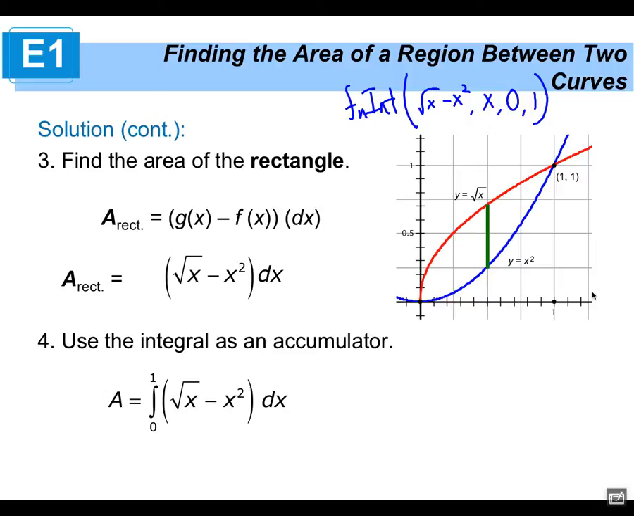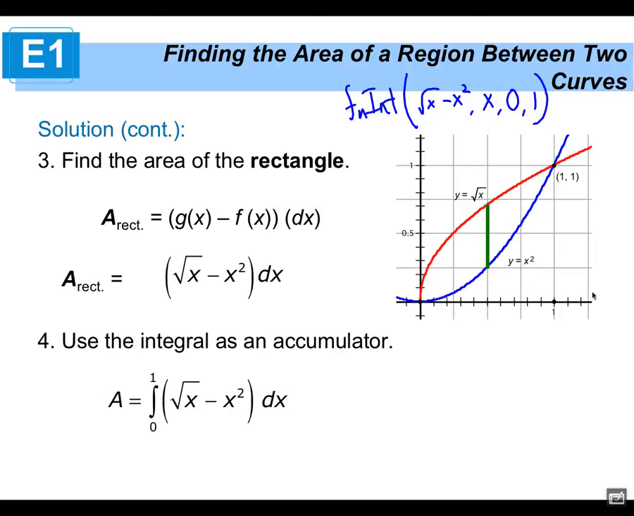0.33333. Does that answer seem reasonable? Sure. If you got something like 4,000, that's probably wrong. The area of this little weird eye-looking or leaf-looking thing going from 0 to 1 is not going to be 4,000. So just check to make sure that your answer seems reasonable.